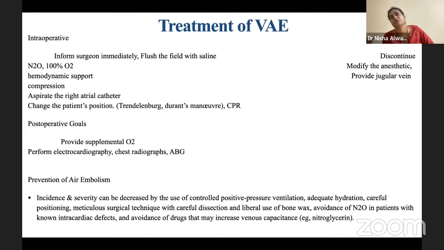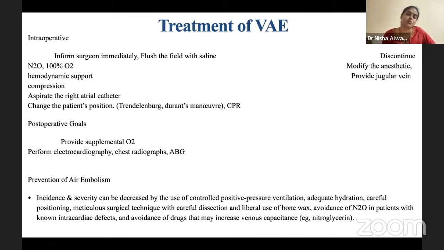From our end, usually I don't use any nitrous oxide in my cases when I anesthetize for posterior fossa, but there are a lot of controversies. There are people who use nitrous oxide. Nitrous oxide is supposed to be almost 34 times or 38 times more soluble than nitrogen.